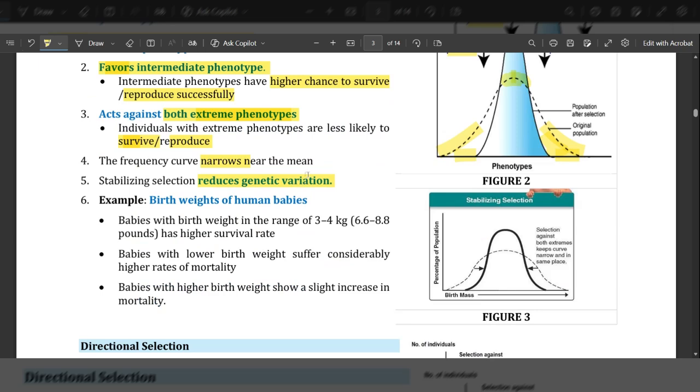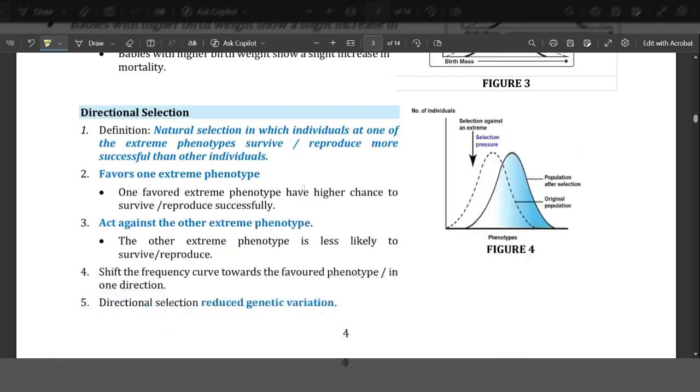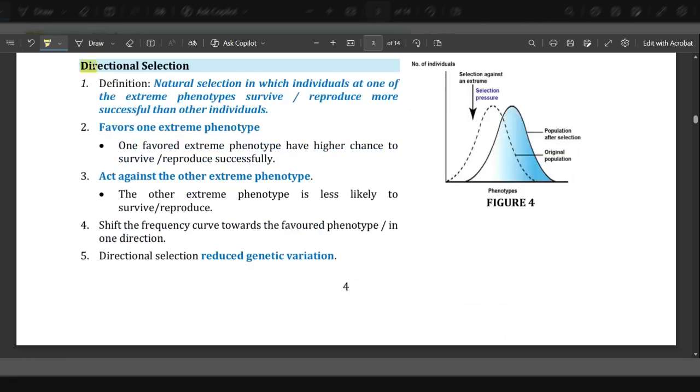Okay, directional selection is called directional selection because there is a shift. If you look at the diagram here, you will notice that the original population and the population after the selection show a shift in location from one position to the extreme phenotype location. So they shift the gene pool. That's why it is called directional selection. It is favorable to one extreme and non-favorable to the intermediate and the other extreme.